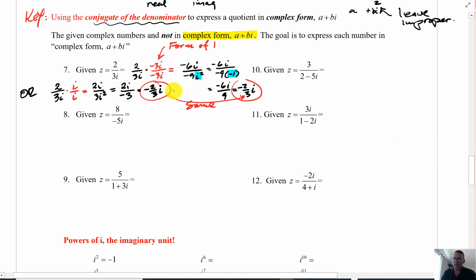Okay, so pause the video. Again, pause and play here. Just don't be robotic and take notes and copy. Interact with me. Pause the video and give it a shot. Number 8.